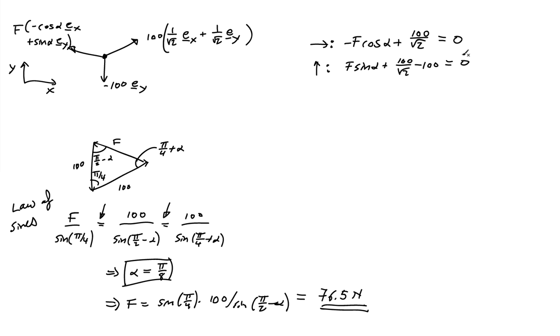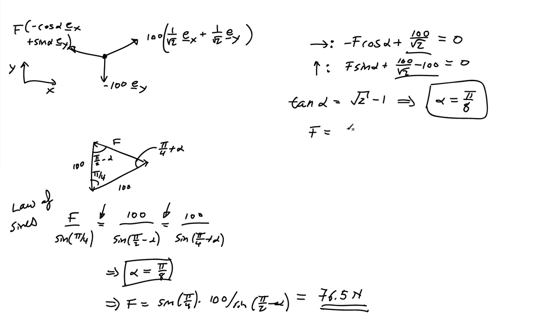So I have 2 equations and 2 unknowns. If I take the constant terms to the right-hand side and divide one equation by the other, I can show that the tangent of alpha is equal to the square root of 2 minus 1, which tells me that alpha is equal to pi over 8. That's the same result that I had before, and I can then plug back in and find again that F is equal to 76.5 newtons.